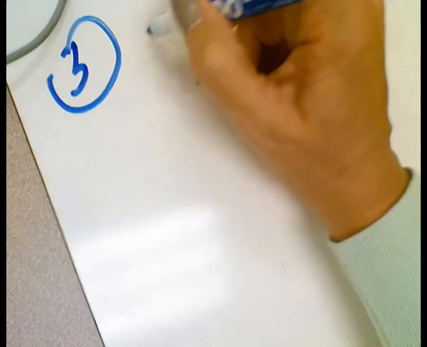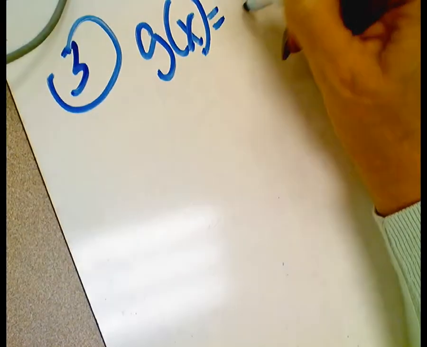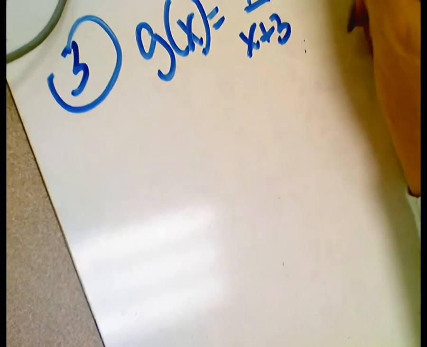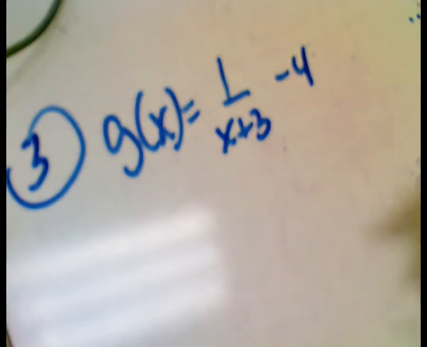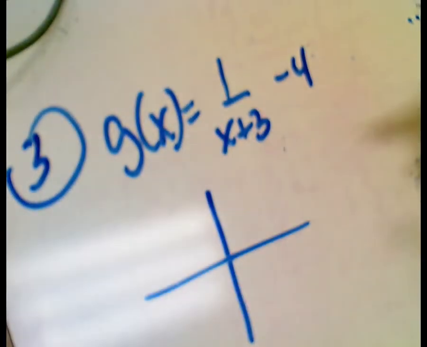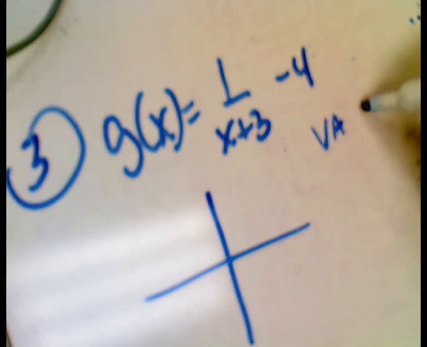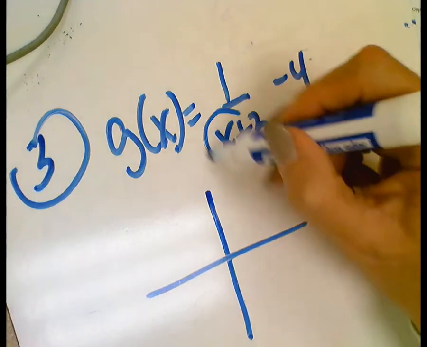Factor completely. Okay, number 3. Graph this without a calculator. Also, I would like 2 points per curve. So when you're graphing this, the vertical asymptote is x equals -3. Look at the bottom.